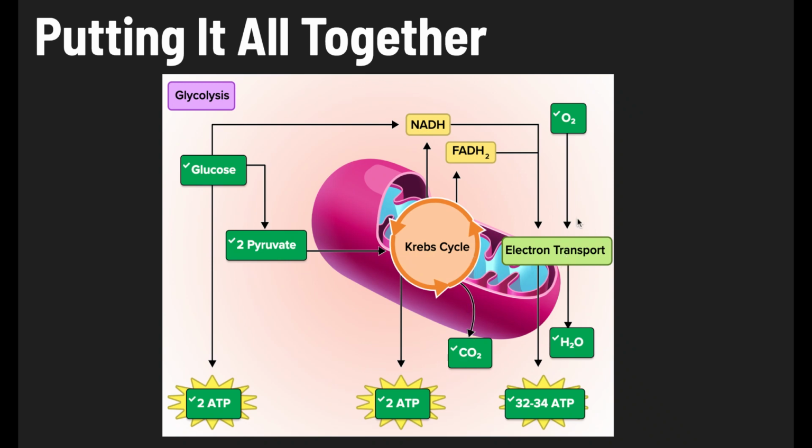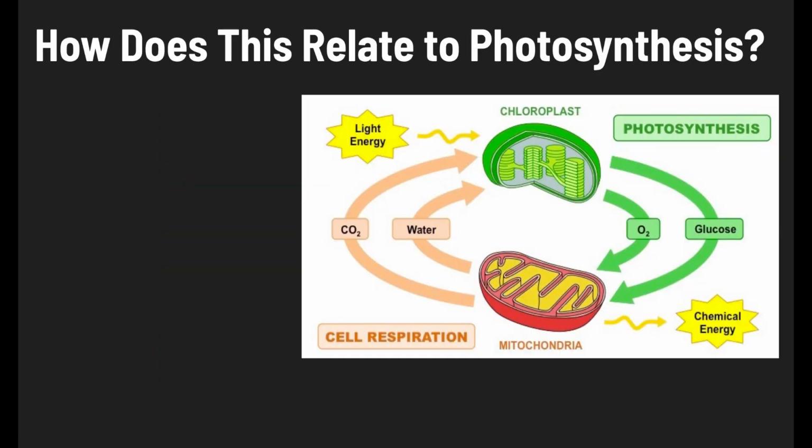Then the oxygen that you breathe in goes into the electron transport chain, and what comes out of that are 6 water molecules and 34 ATP molecules. So if you add the total ATP up, 34 from the electron transport chain, 2 from the Krebs cycle, and 2 from glycolysis, you get a total of 38 ATP molecules.